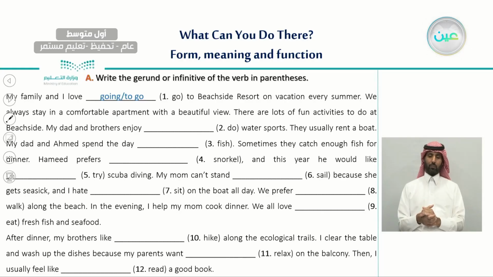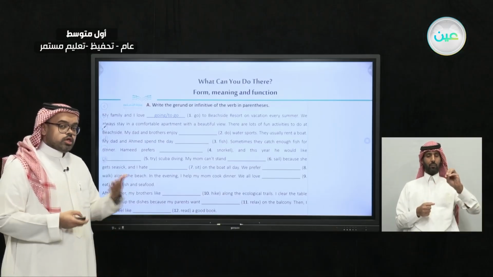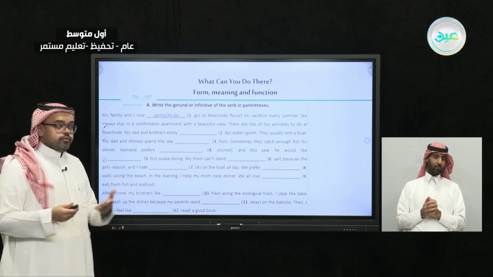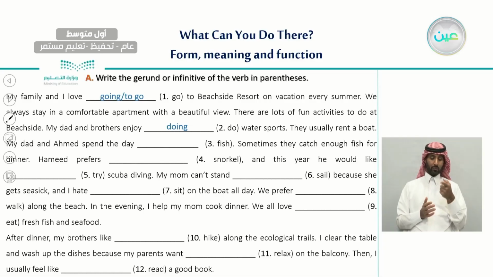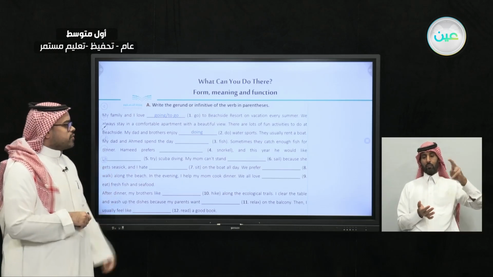Now let's continue. We always stay in a comfortable apartment with a beautiful view. There are lots of fun activities to do at the beachside. My dad and brothers enjoy playing, do water sports. So here we have the verb do. What should we put it, in a gerund or infinitive? Very good. We put it in a gerund. Why? Because enjoy is a kind of verb that comes before a gerund, not an infinitive.